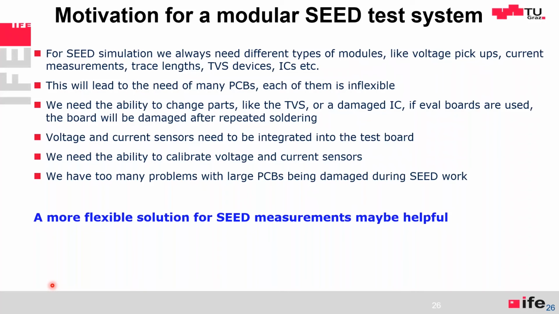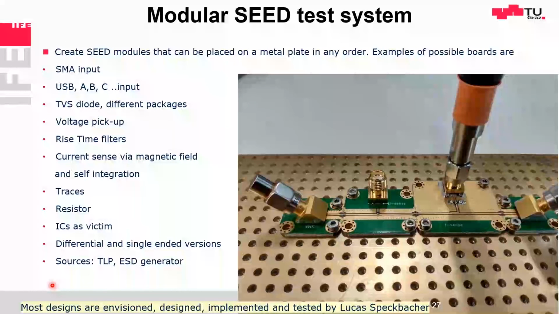And we cannot measure directly at the IC well, especially current. So we need a more flexible system so we can measure where we want. And if some IC dies, we only change a small part. This is done in a system like that.